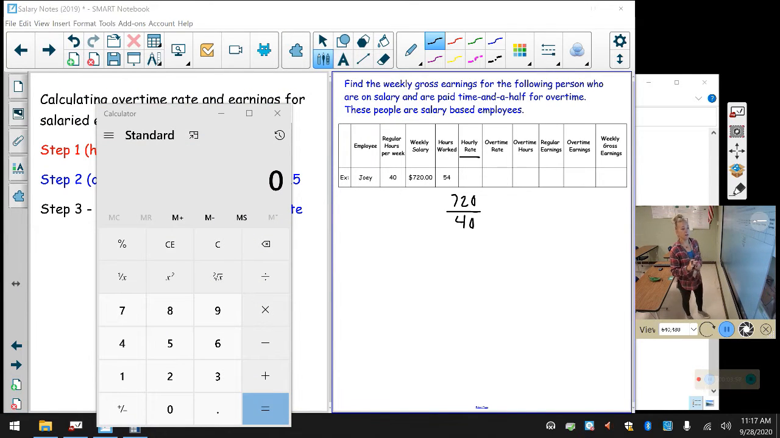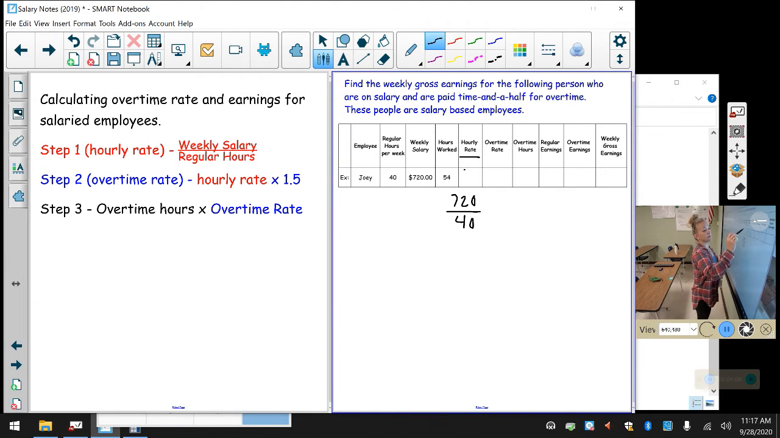Okay, I found it. So I'm going to take 720 and divide it by 40. And that gives me $18. That's going to be his hourly rate. $18 an hour. So now, step two, I need to find his overtime rate, which if you look, is the next box. I'm going to take that 18 and find overtime.